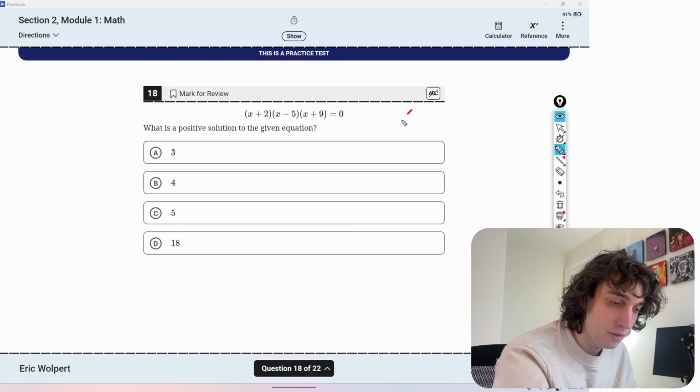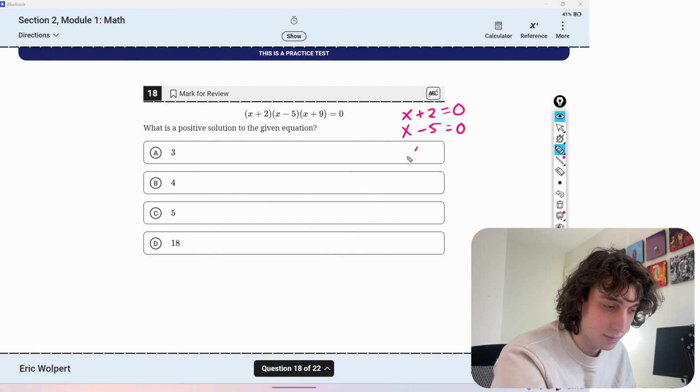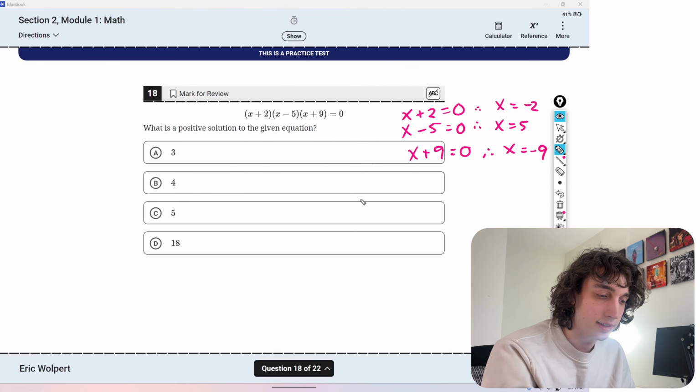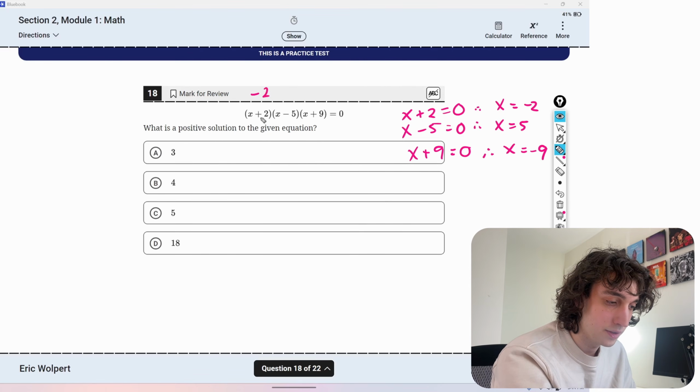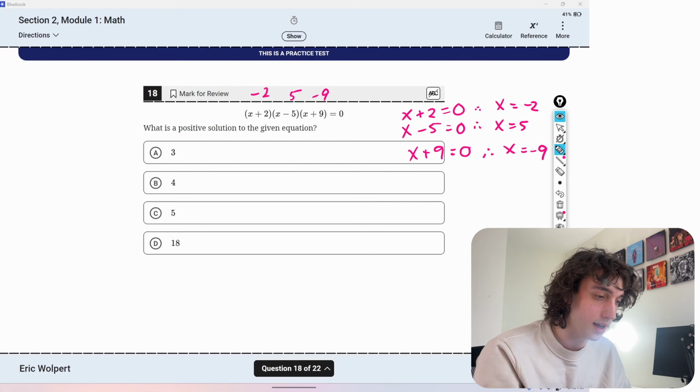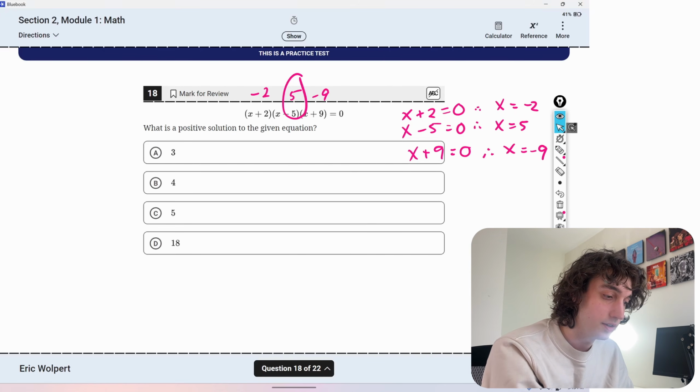And so you can express this as 3 different equations. X plus 2 equals 0, x minus 5 equals 0, x plus 9 equals 0. But if you've done this enough, you sort of realize that, oh, it's just going to be the negative. So if this is positive 2, that's negative 2. It's positive 5, negative 9. Right? Like you can sort of do this step very quickly in your head without having to write everything out. And the only positive number is 5, so that's going to be our solution.